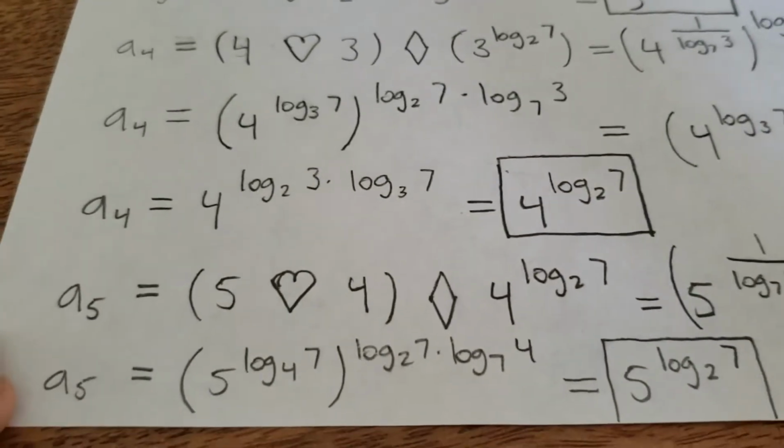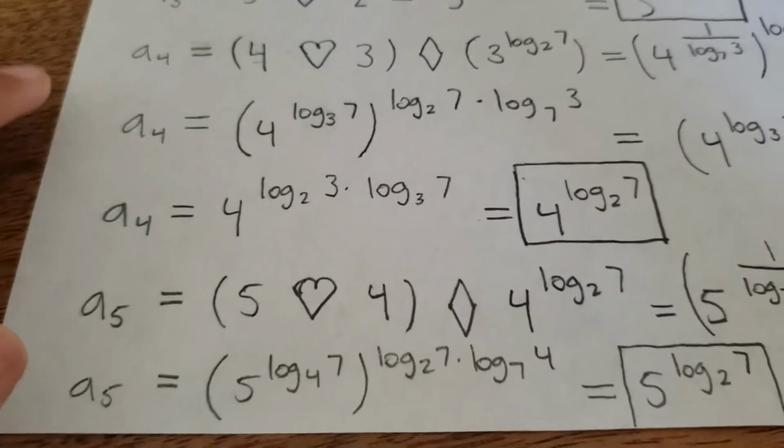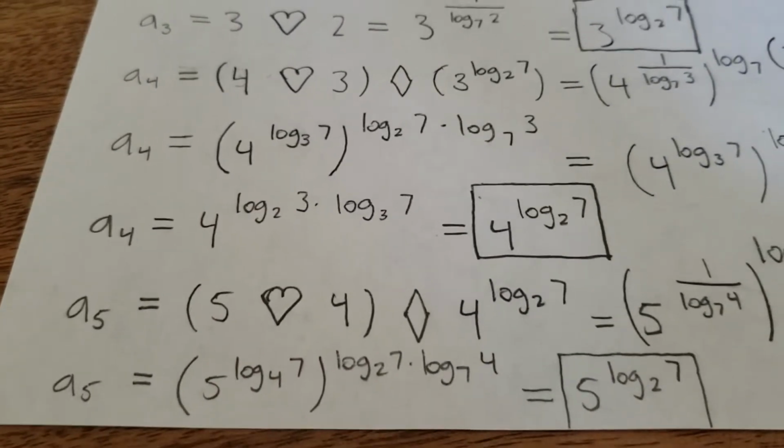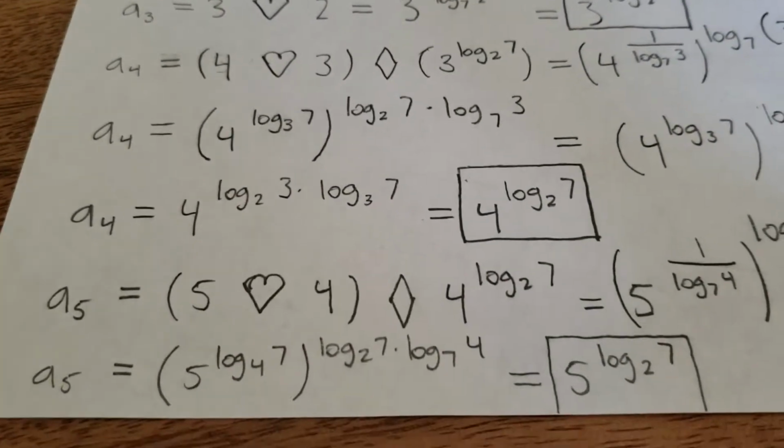Now, if you're skeptical about this, just apply the same sort of steps as we did for a sub 4. It's almost the exact same thing, except we're just doing it for a sub 5 instead.